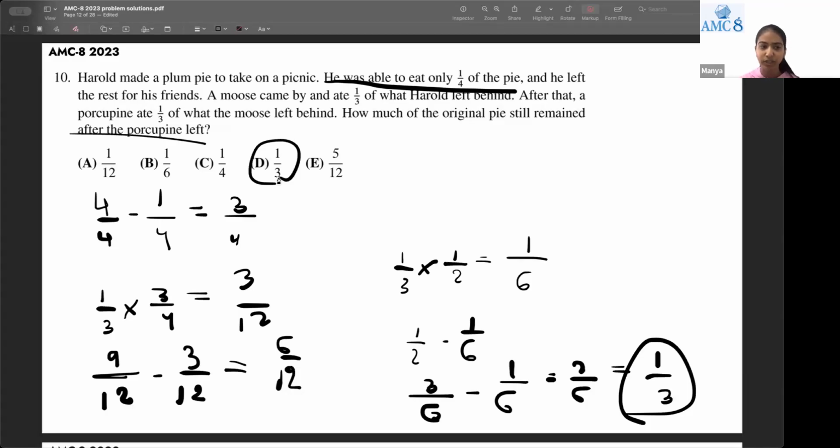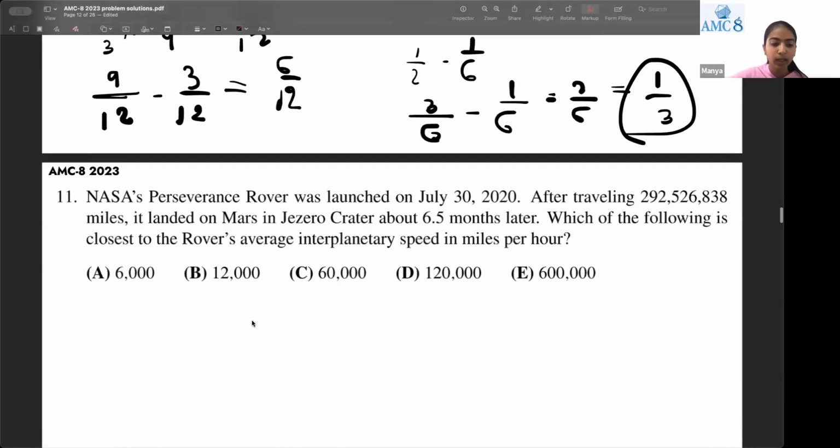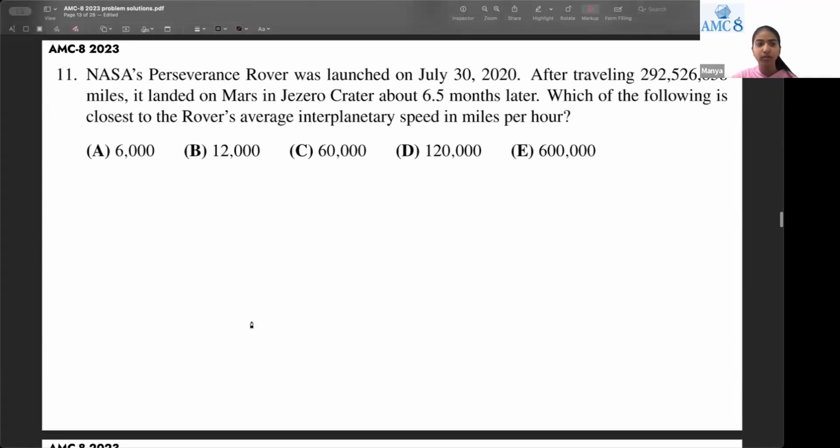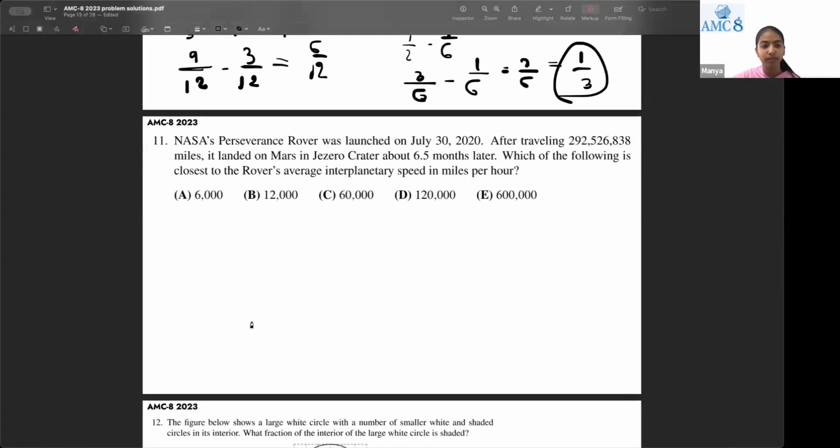Does anyone have any questions? Sorry for the confusion. Okay. So if no one has any questions, then we'll continue on to problem number 11.